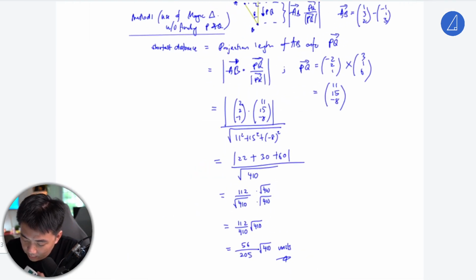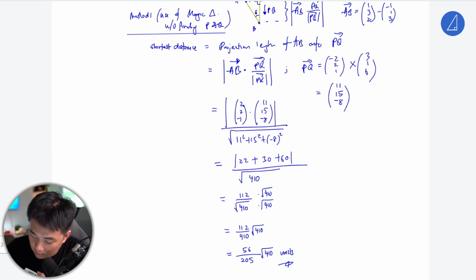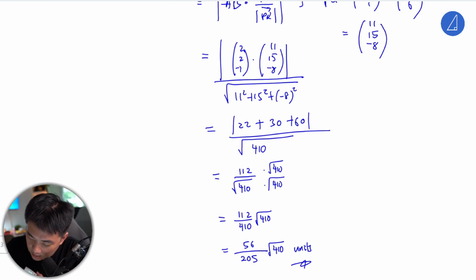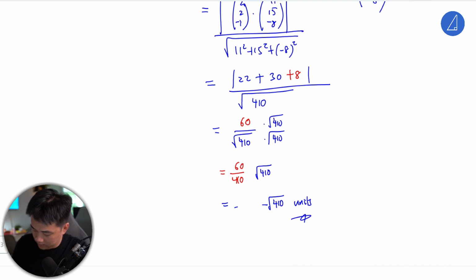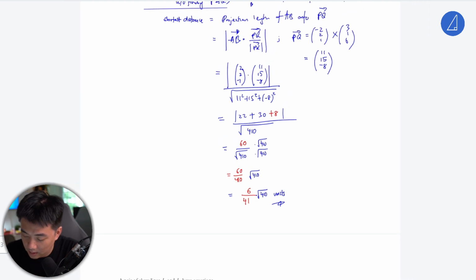Okay, number. I try to compare. I realized that I did a careless mistake here, so I'm just going to mark my work here. I'm not sure why I got 60 here. Oh, I think because I keyed in the calculator before. Okay, this is plus 8. Right, 22 plus 30 plus 8 is 60. That's right. So this is 60. That will be 60 over 410. That will give us 6 over 41. Okay, so this is the answer here.